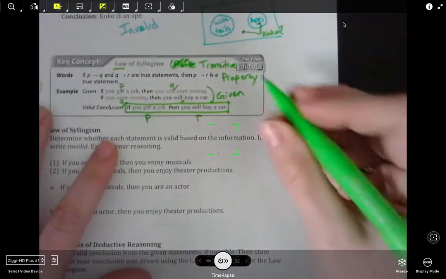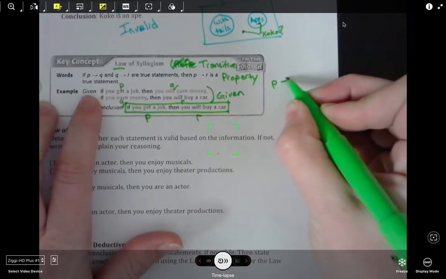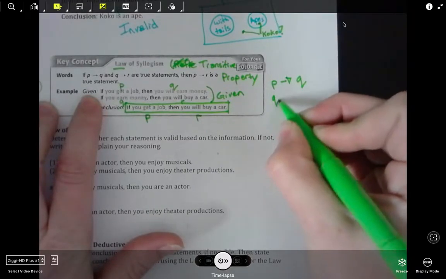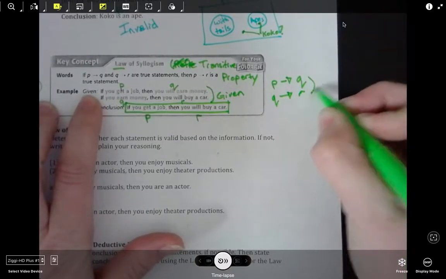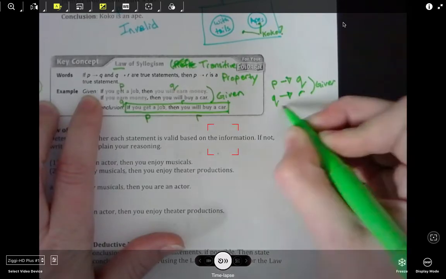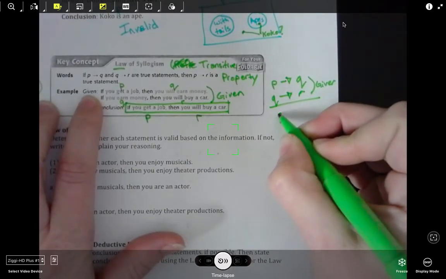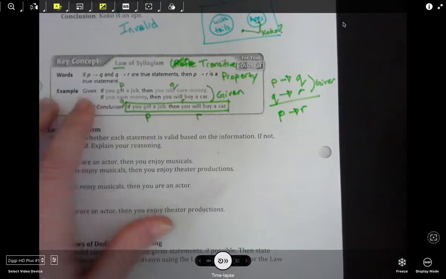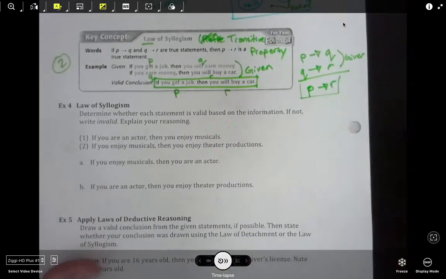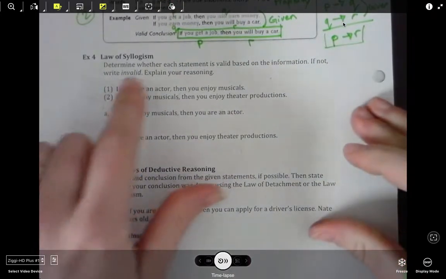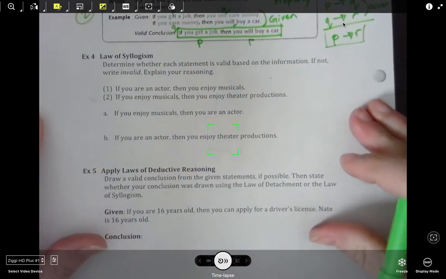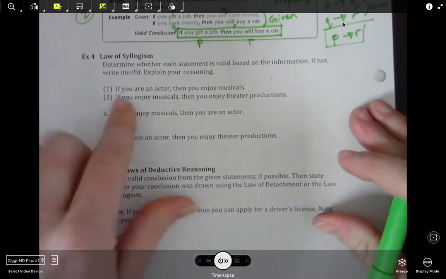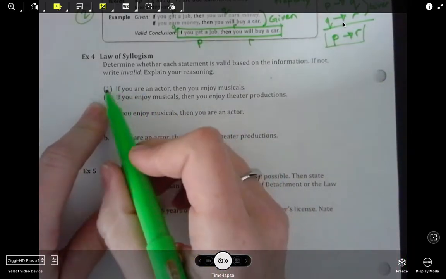Okay? So here's the breakdown of that. PQ, QR are given. Your conclusion is PR. Okay? That's how that works. So this is the part that you have to fill in. Law of syllogism. Determine whether each statement is valid based upon the given information. If not, write invalid. So these are my two statements. These are my given ones.